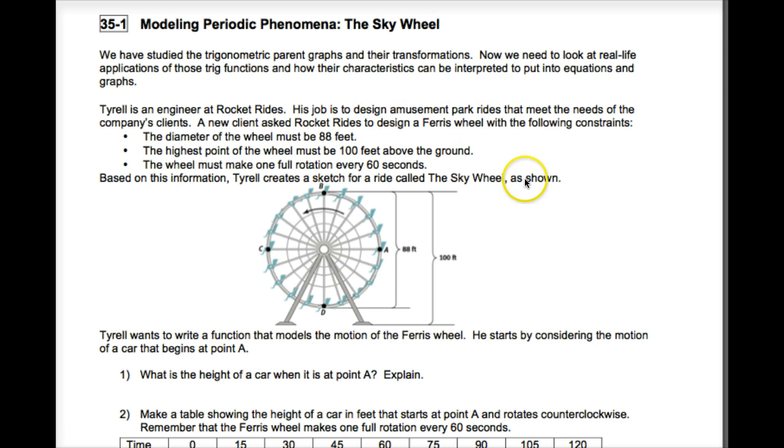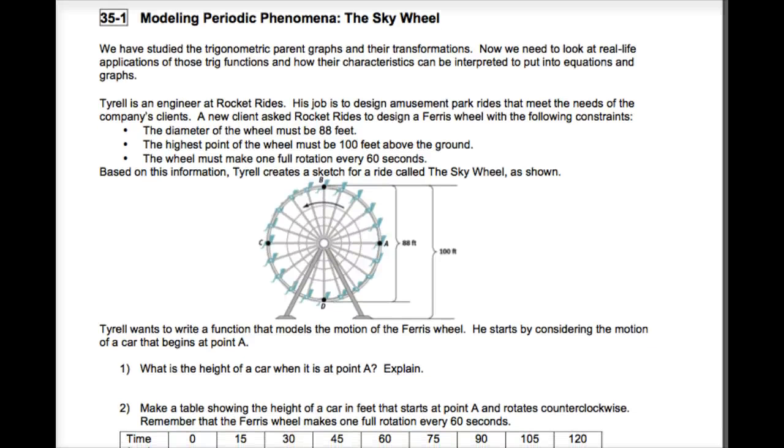So this is a shortened version of what is in your workbook in lesson 35.1. It says, Tyrell is an engineer at Rocket Rides. His job is to design amusement park rides that meet the needs of the company's client. A new client asked Rocket Rides to design a Ferris wheel with the following constraints. Remember we talked about constraints earlier in the year, and those are just restrictions, characteristics that have to be met. So the first is that the diameter of the wheel has to be 88 feet.